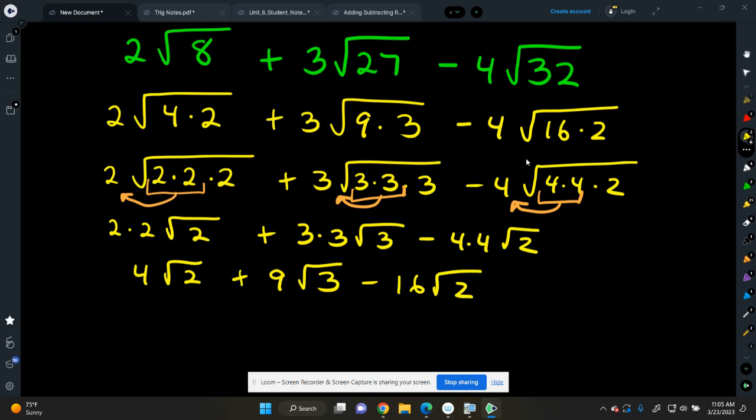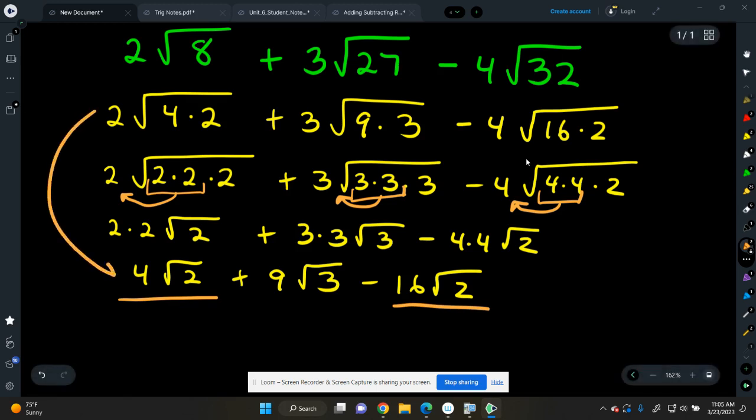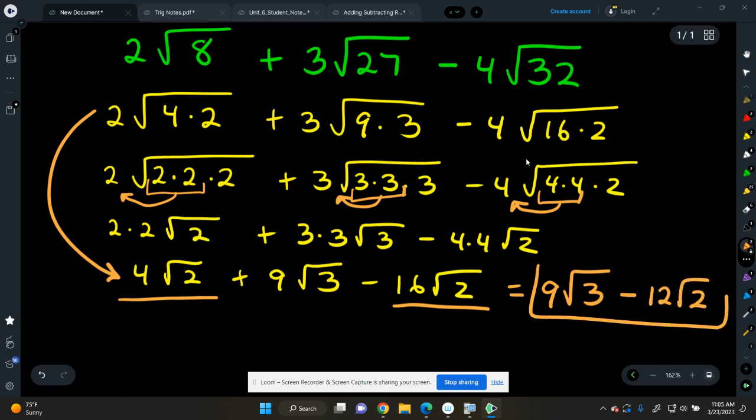Can we combine any like terms? Yes. Sure can. 4 and 16. These are like terms right here. Ms. Murray, you could have just skipped the rows above the one you just did. Yes, if you could go directly from here to here. So what's that leave me with? 9 root 3 minus 12 root 2. Now we're finished. So we simplify it first, and then we combine our like terms.